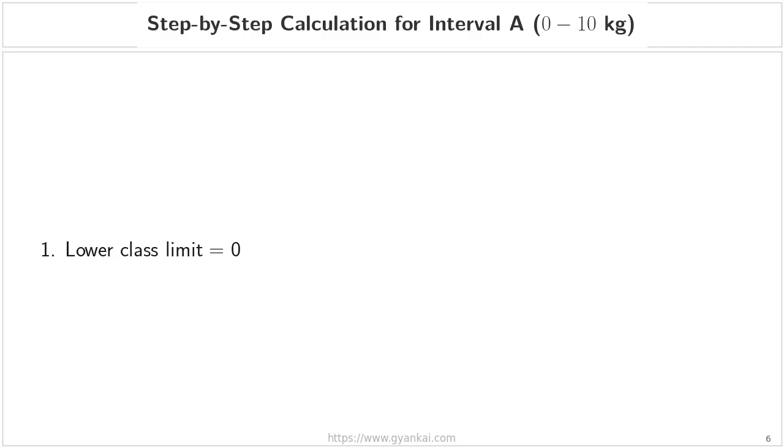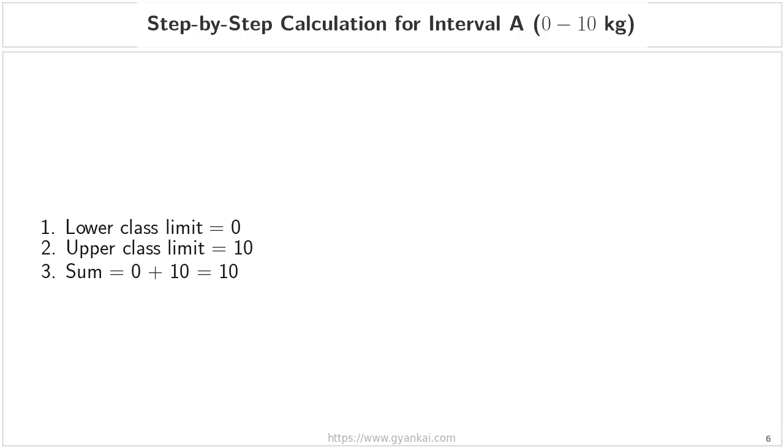First, our lower class limit is 0. Second, our upper class limit is 10. Following the step-by-step process I outlined in the previous slide, we first find the sum by adding the lower limit and the upper limit, which gives us 0 plus 10, equaling 10.